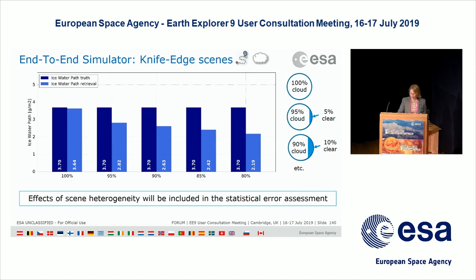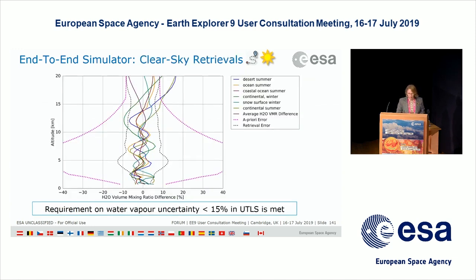So this is the clear sky result for the 6 cases. It's the profile retrieved minus the truth. All of them are within the 15% requirement we have on the water vapor.